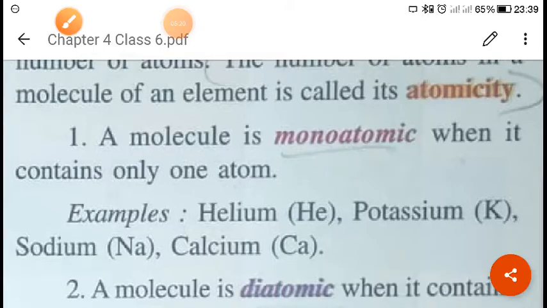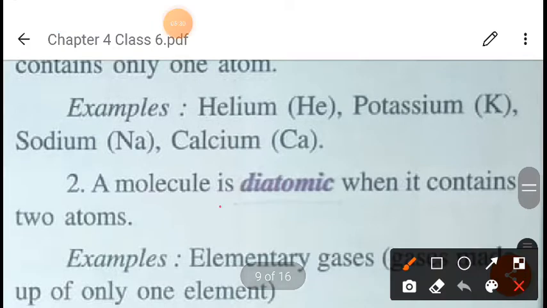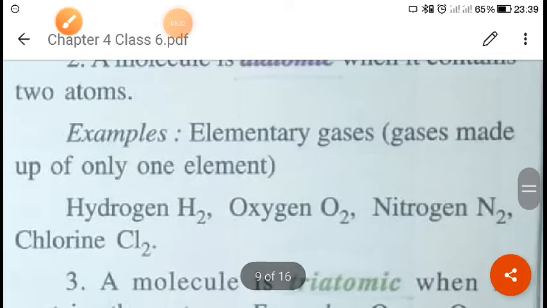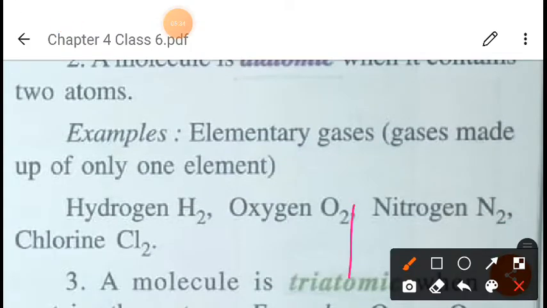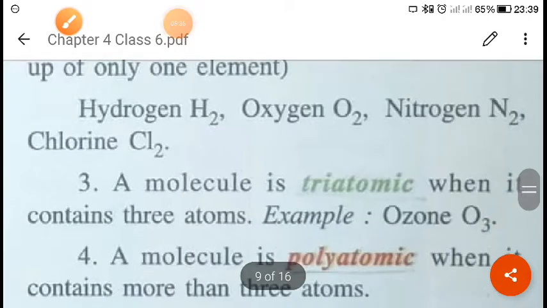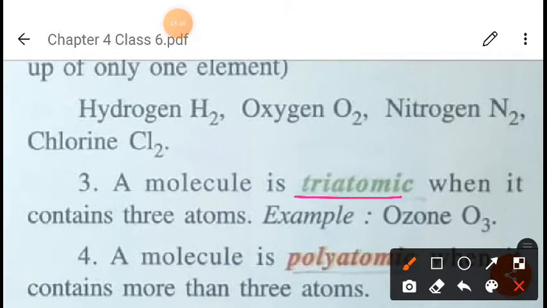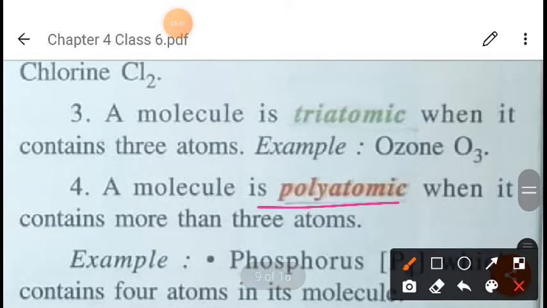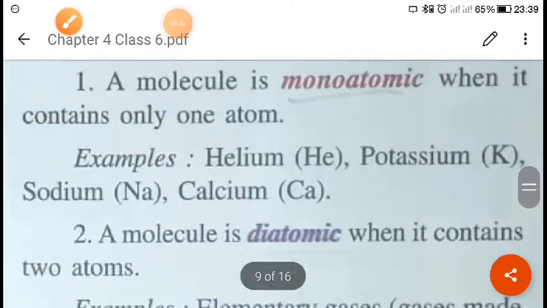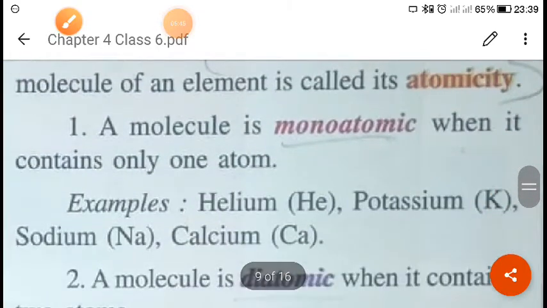When we talk about elements, their molecules can be divided into various types. One is monoatomic molecules, or diatomic, or triatomic, and next is polyatomic, as you can see here. So we will discuss what is monoatomic, diatomic, and polyatomic.